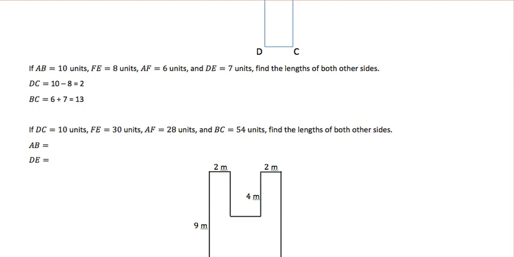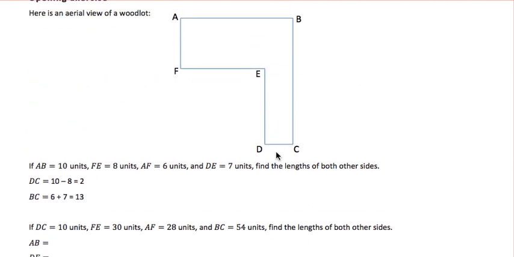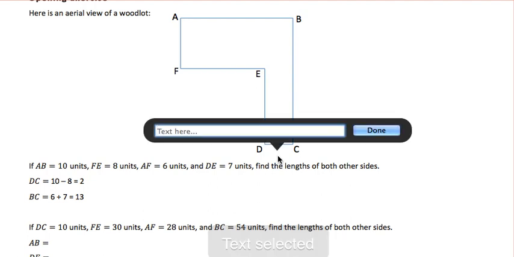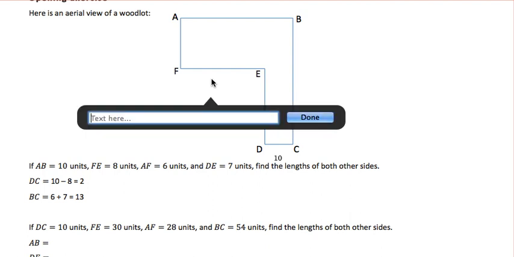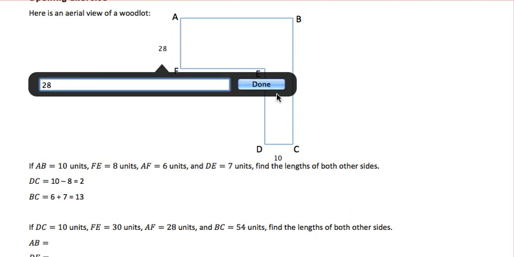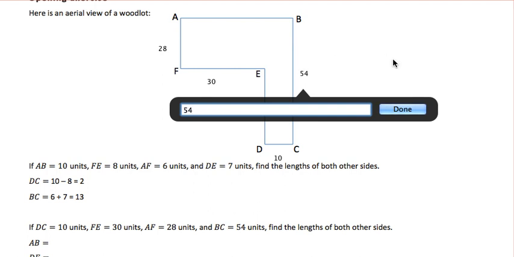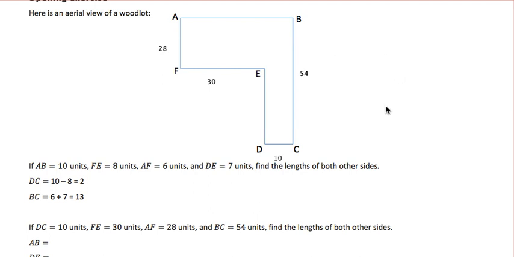And then we're asked to suppose that DC is 10 units. Let's go ahead and label them. Remember, this is a new situation. DC is 10 units, FE is 30, AF is 28, and BC is 54. And we're asked to find the lengths of the other two sides.